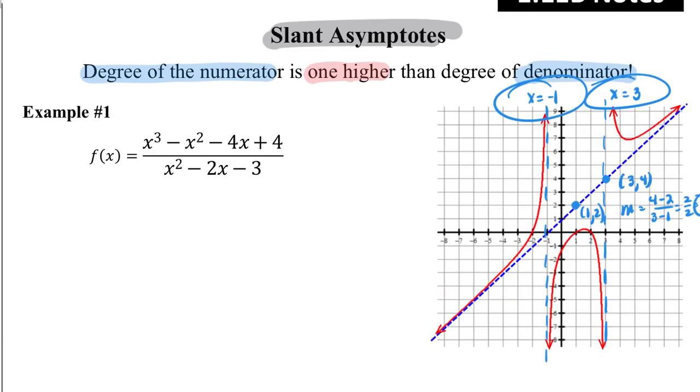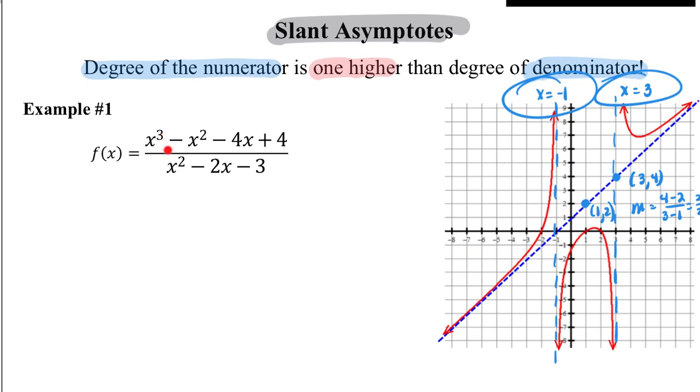Now let's look at how we can find this mathematically. The key for slant asymptotes is once you realize, hey, I'm 1 degree bigger, is to do division. Divide the numerator by the denominator. So we're going to have to practice our long division today. 2x minus 3 divided by, let's put it in black here, x cubed minus x squared minus 4x, or divided into that. There we go.